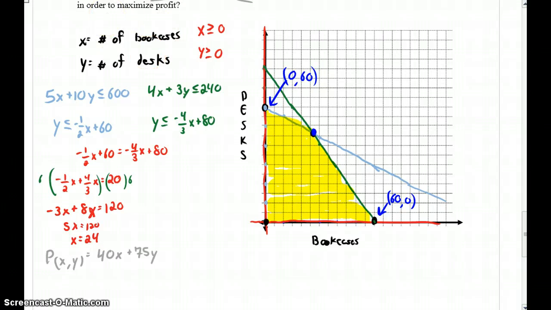If x is 24, I can plug it back in to either of these equations, or both if I want to check it, and say y equals negative 1/2 times 24 plus 60, or y equals negative 12 plus 60, which is 48. So this point right here, x is 24 and y is 48.